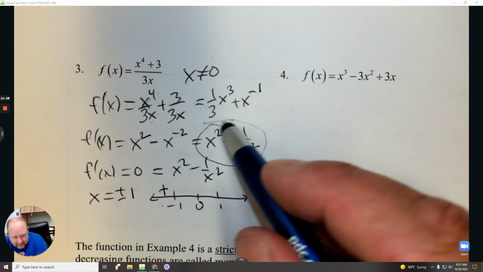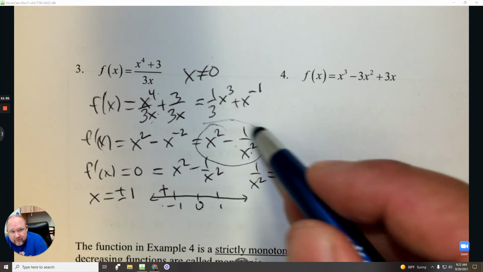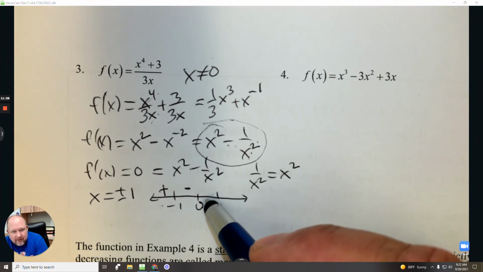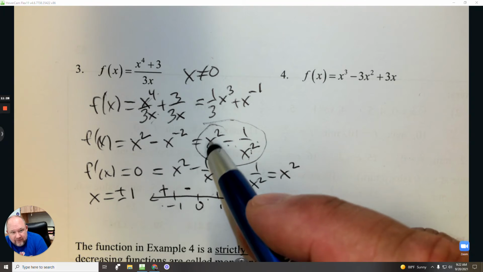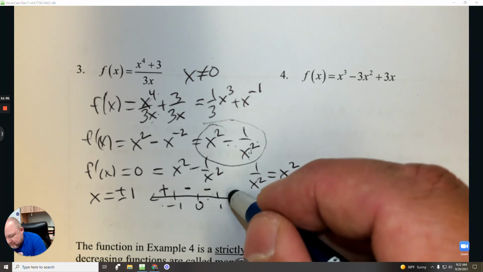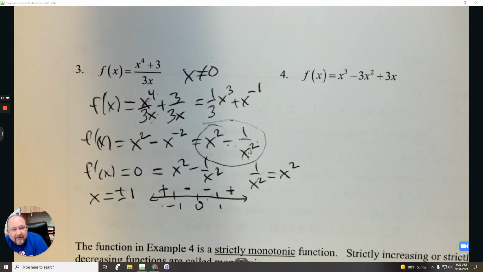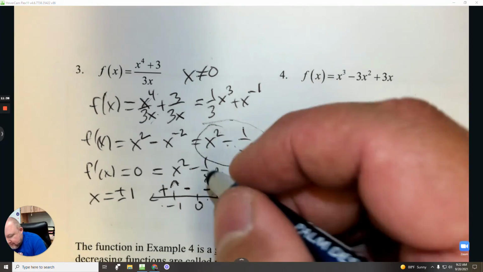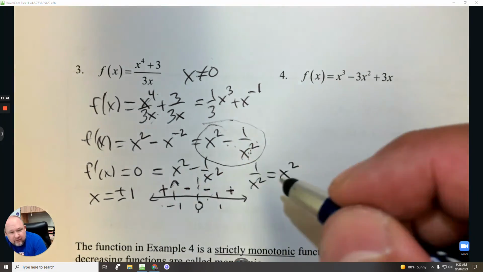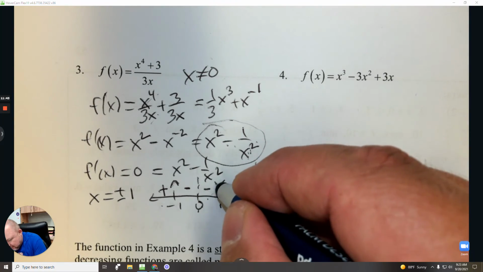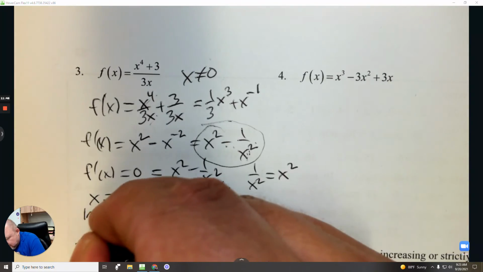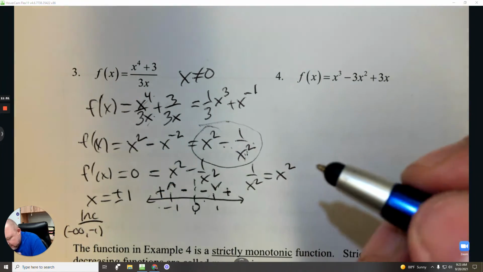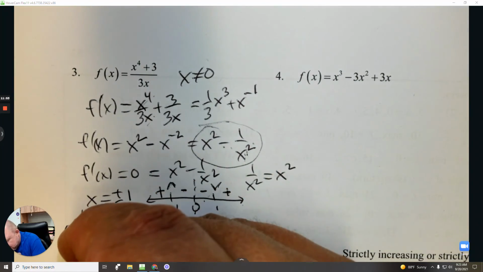If I plug in a fraction, like negative a half, this will be a quarter, but the reciprocal is going to be positive 4. When you combine them together when it's a fraction, because of the reciprocal, it's actually going to give you a negative answer. If I plug in positive a half, the same thing is going to happen. It's going to give you a negative answer. And then if I plug in any number bigger than 1, it's going to give you a positive answer. So at negative 1, there's a maximum. At 0 is an asymptote. And at positive 1 is a minimum. So if I wrote down where is this increasing, from negative infinity to negative 1, and also from 1 to infinity.